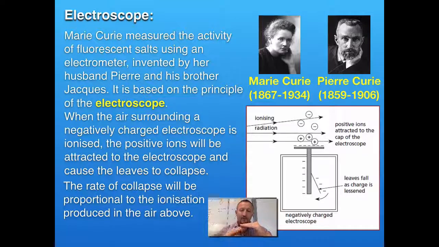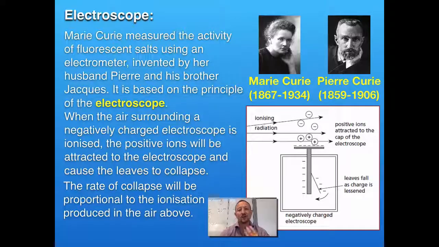Now, if you can measure the time it takes for that leaf to drop down, you've got an idea of the radioactivity which is going on. Because remember, the radioactivity is what's ionizing the air. The more ionizing ability that radioactive particle has, the more positive particles are going to be generated, the quicker the negative charges on the electroscope are going to move to those positive charges on the plate, and the quicker the leaf is going to go down.